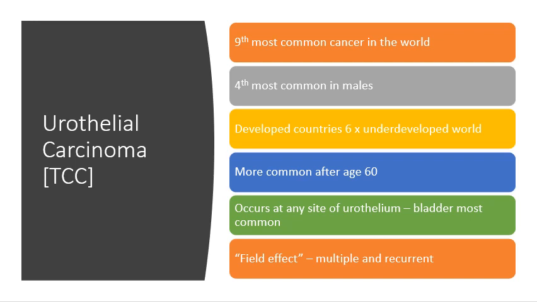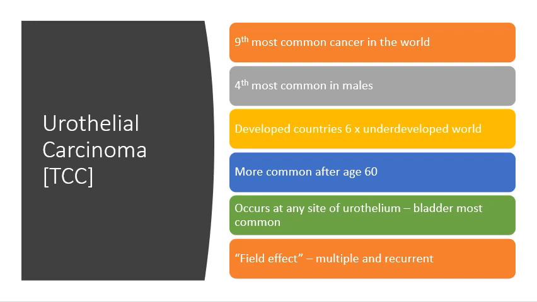Now we should come on and talk about urothelial carcinoma, which is the malignancy of urothelium. In the past this used to be called transitional cell carcinoma, TCC, so you'll still see some reference to that term, but we should really be using the term urothelial carcinoma now. So this is a very common cancer, 9th in the world and the 4th most common in males in our country. It's more a malignancy of developed countries and more common in patients over the age of 60.